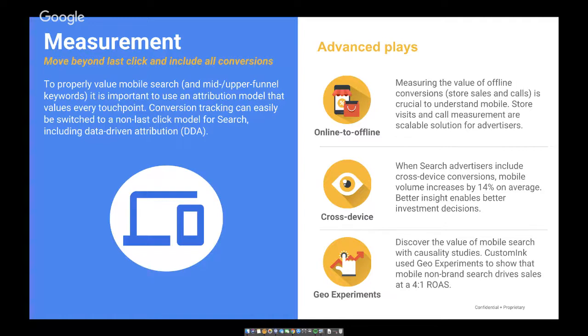Cross-device, of course, is very important. We see that when search advertisers include cross-device conversions, mobile volume increases by 14% on average. So that's actually very important to know. And finally, use experiments. Google Ads is a great tool. You can measure literally anything with Google Ads, and experiments are a great tool. So for example, try to have two variables. One in which you, for example, have your old bid adjustments, and the second one where you have the new bid adjustments.